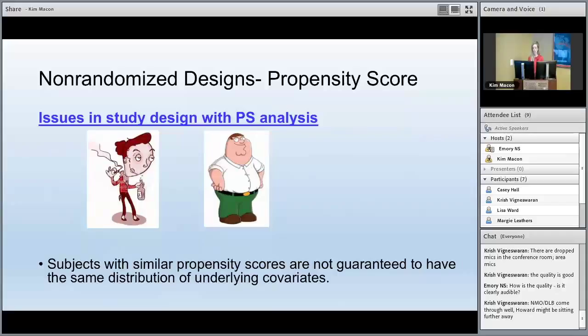And then the caveat is that subjects with similar propensity scores are not guaranteed to have the same distribution of underlying covariates. So just because you have a propensity score of 0.7 doesn't mean that you have all the same covariates as if you were to match people. You could have an 80-year-old woman who's a chain smoker, an alcoholic, underweight, high risk for certain outcomes, be matched to a middle-aged 40-year-old man who's overweight. They could have the same predicted probability of treatment, but yet they look very, very different.